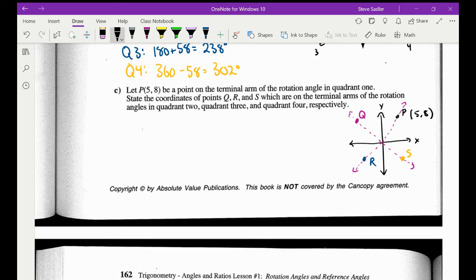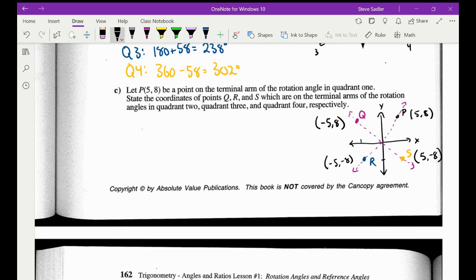And if they are mirror images of each other, that means Q is going to be the same Y value, but the opposite X. So it'll be (-5, 8). And then R is in the negative quadrant. It's negative X, negative Y, so it's (-5, -8). And S is positive X, negative Y, so it'll be (5, -8). That was a weird one, but hopefully that made sense.